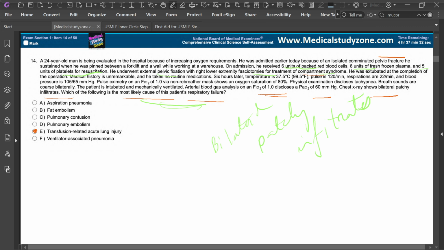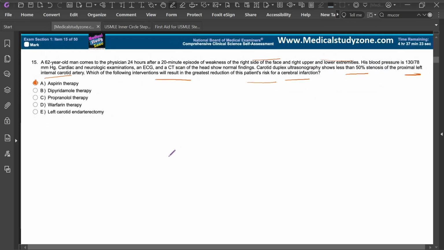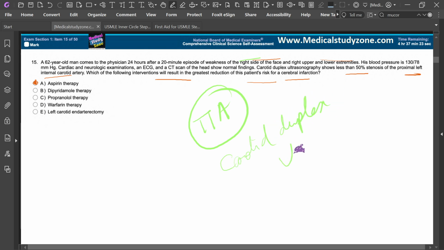Okay, next. A 62-year-old man comes to the physician 24 hours after a 20-minute episode of weakness on the right side of the face and right upper and lower extremity. Blood pressure is 130/78. Cardiac and neurologic exam, ECG and CT scan of the head are normal. Carotid Doppler ultrasound shows less than 50% stenosis of the proximal left internal carotid artery.